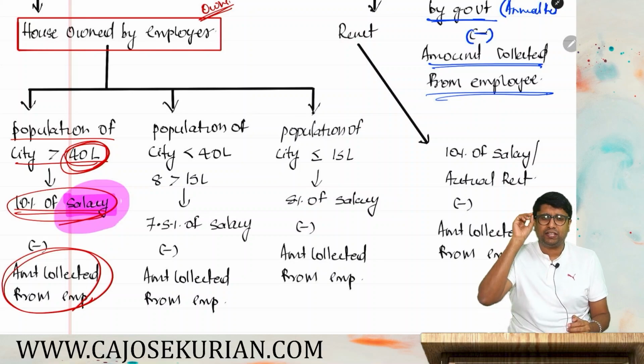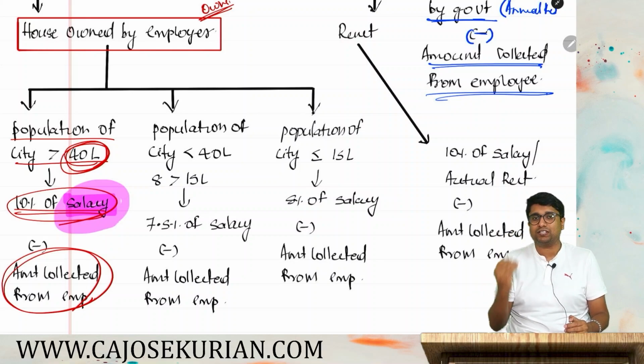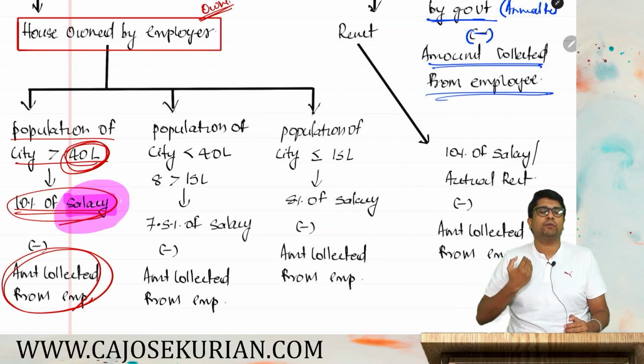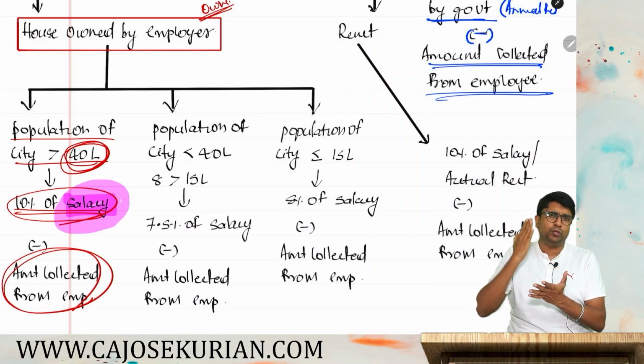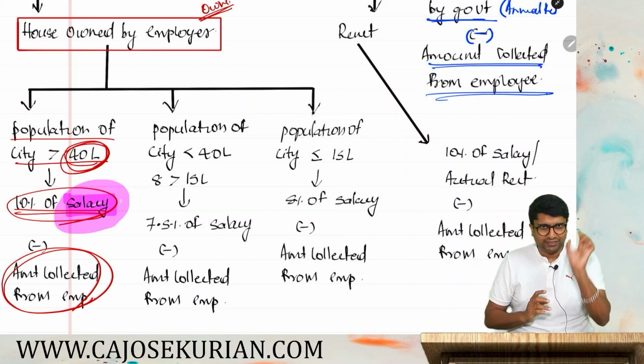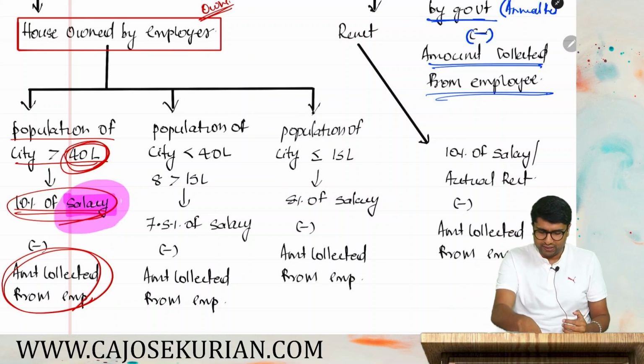So very simple, if the house is situated in a city where the population is more than 40 lakhs, then how do you compute the exemption, friends? Sorry, how do you compute the perquisite value, friends? Very simple, you take 10% of the annual salary for valuing that perquisite annually. Then you can deduct the actual recoveries from the employee.